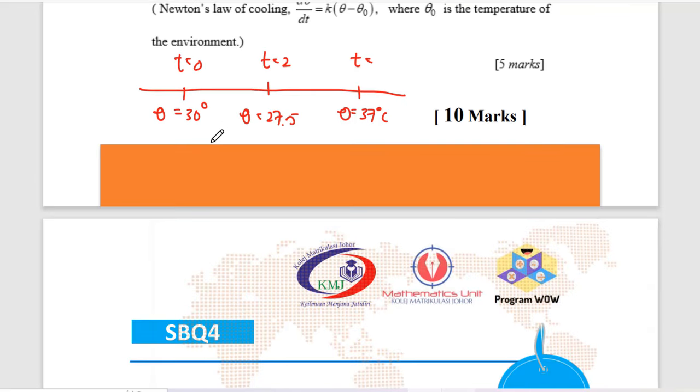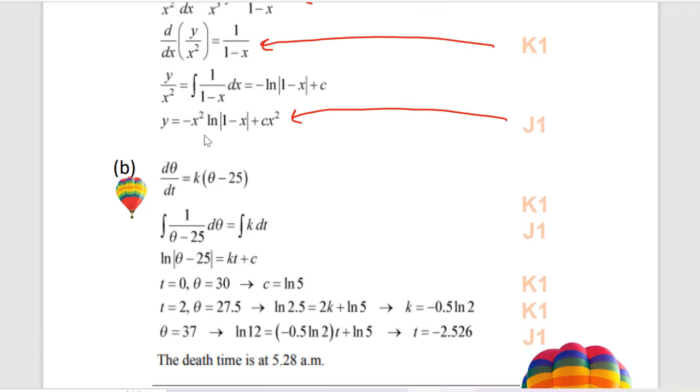So first, kita gunakan Newton's law of cooling, dθ/dt equals k(θ minus 25). Okay, so yang ini kita boleh guna separable variable. Sebab apa? Sebab kita boleh separatekan variable θ dengan variable t. Okay, so this one kita integrate. Kita ada 1 over θ minus 25 dθ equals integrate k with respect to t. So this one awak akan dapat ln|θ minus 25| equals kt plus c. Okay, so ini awak separatekan the variable dapat K1 and then ini awak integrate dapat J1.